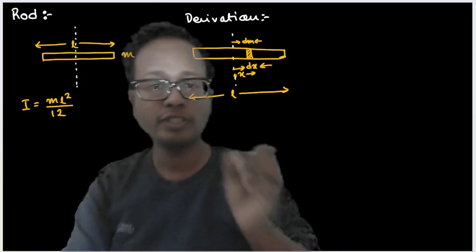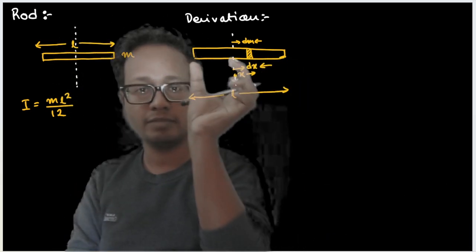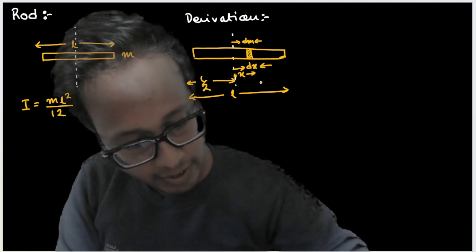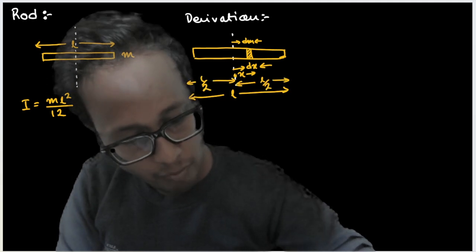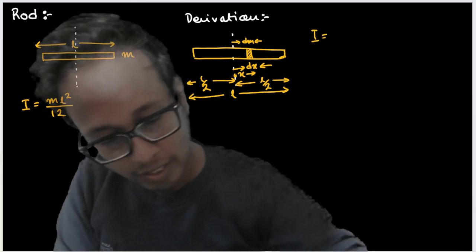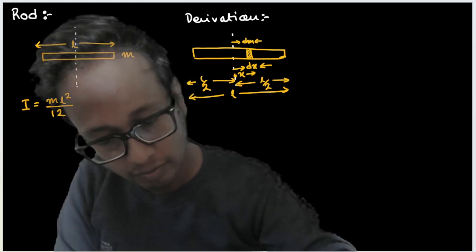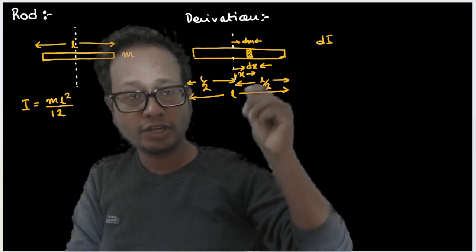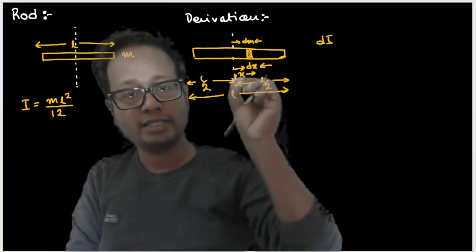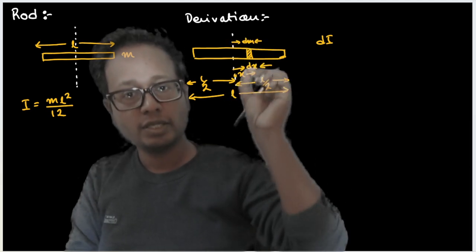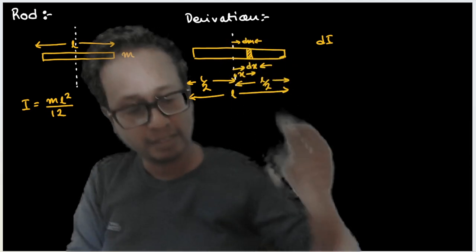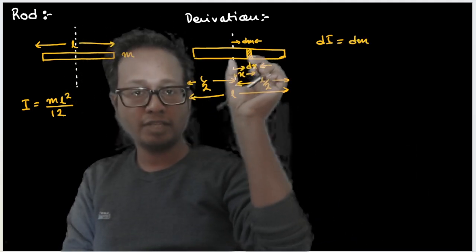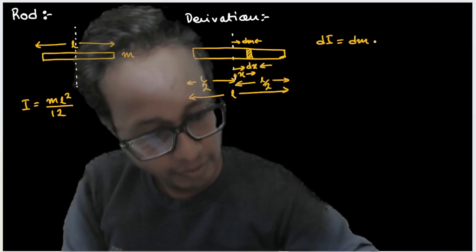So half of this portion is L by 2, the other half is L by 2. Moment of inertia is nothing but I, or the elemental moment of inertia. What is the elemental moment of inertia? It is the moment of inertia of this specific elemental mass, that means the moment of inertia of this much mass only about the axis. So how much is it? It is dm into the distance of this elemental mass from the axis, which is x, into x square.